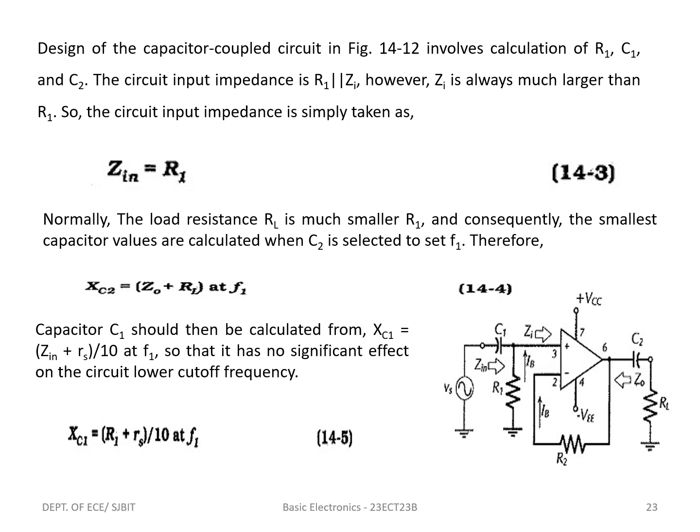Therefore, XC2 is equal to Z0 plus RL at f1. Capacitor C1 should then be calculated from XC1 equals Zin plus RS divided by 10 at f1, so that it has no significant effect on the circuit lower cutoff frequency.